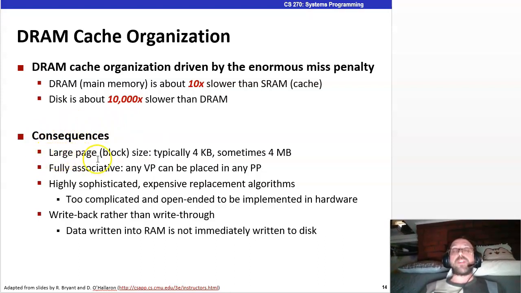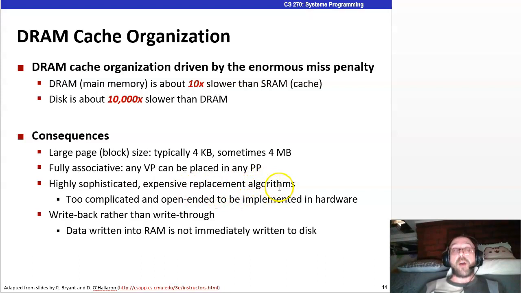So we want our pages, the blocks of memory, to be fairly large. On a 32-bit system, these are usually 4K, and many of the pages on a 64-bit system are still 4K. But on 64-bit systems, it's also possible to have 4 megabyte pages, and we might see a little bit later why that might be an advantage. Also, that cache is fully associative. We'll talk about associativity of cache later, but basically that means that any virtual page could be stored in any physical page. And we need fairly sophisticated and expensive replacement algorithms.